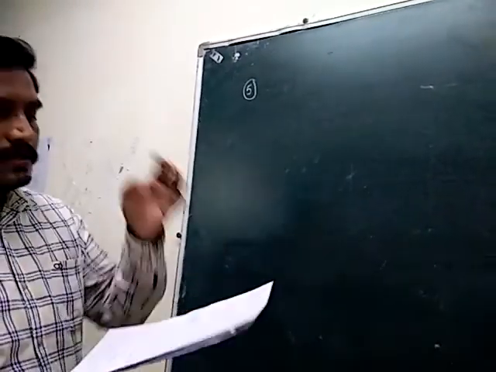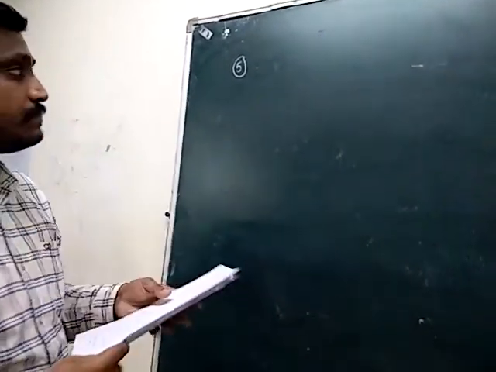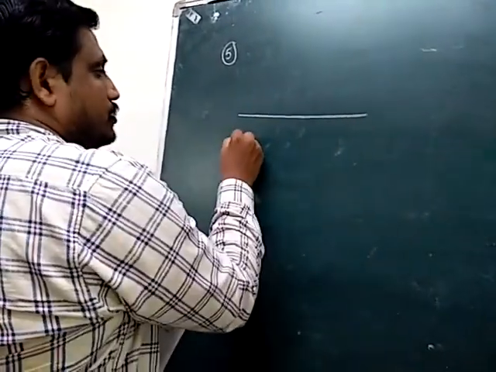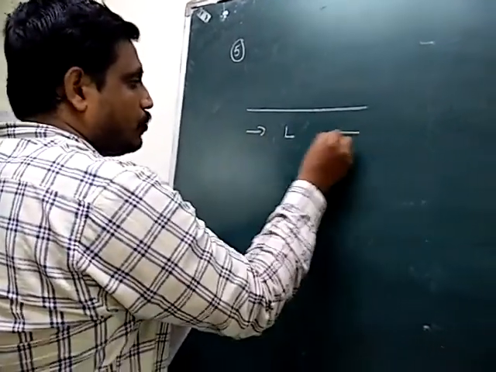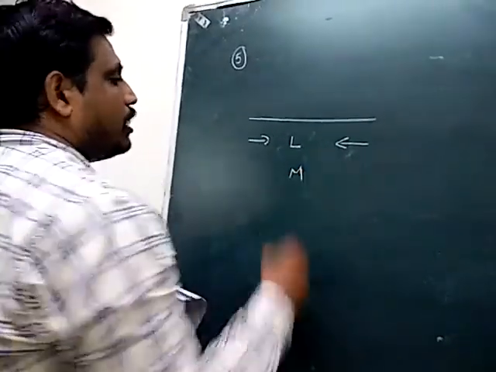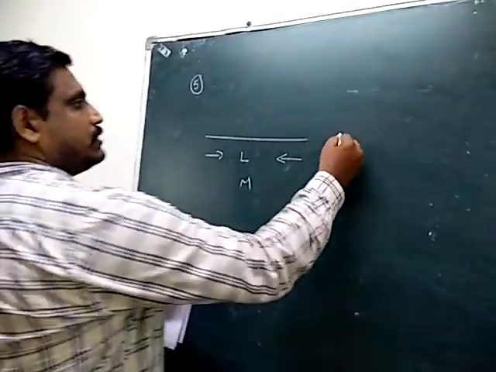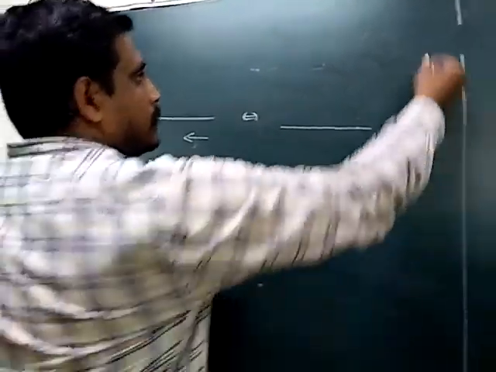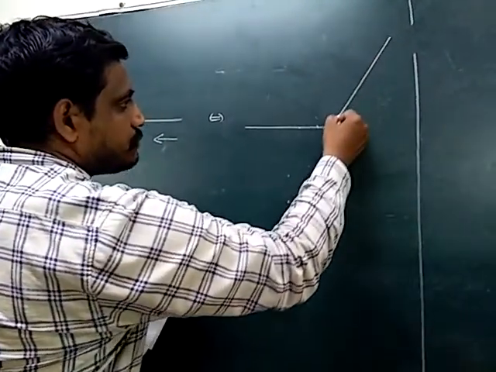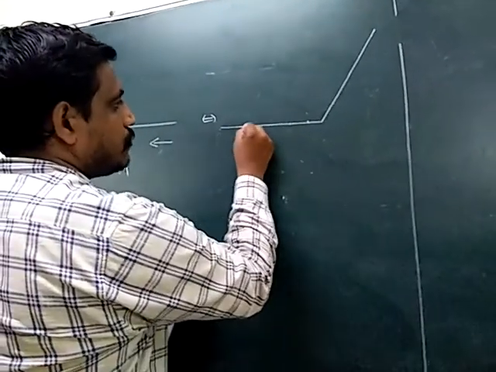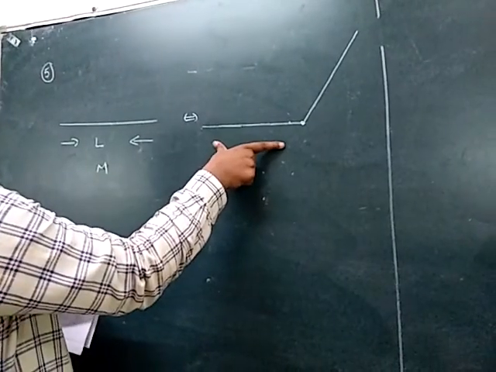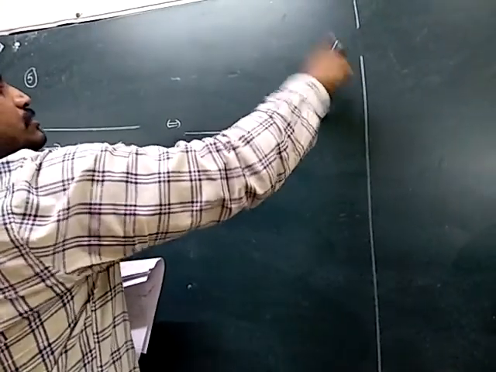This is another model. Look here, this is a uniform rod. The rod has length L and mass M. This rod is bent at the midpoint. At the midpoint means this length is L by 2, and this length is L by 2.